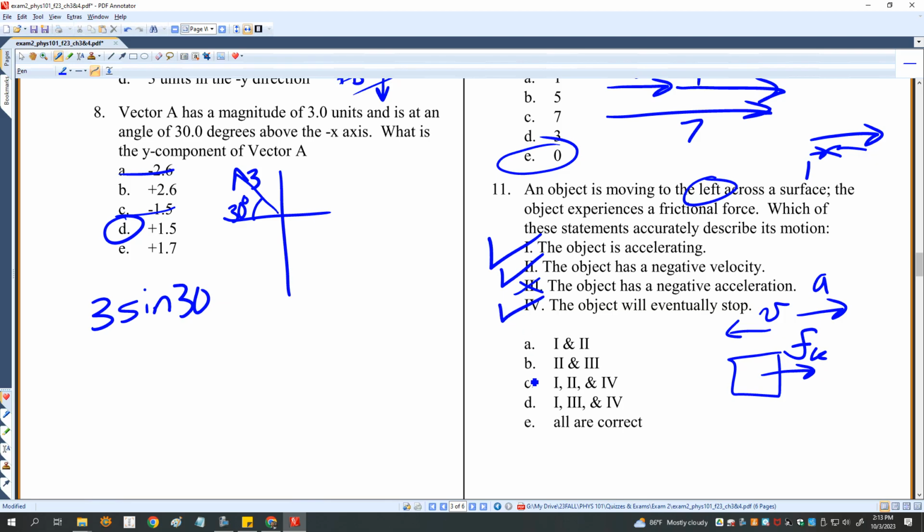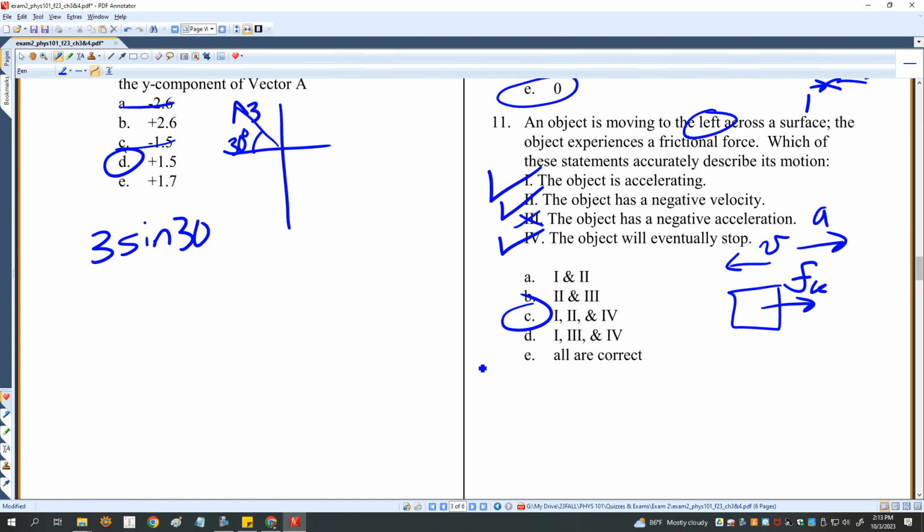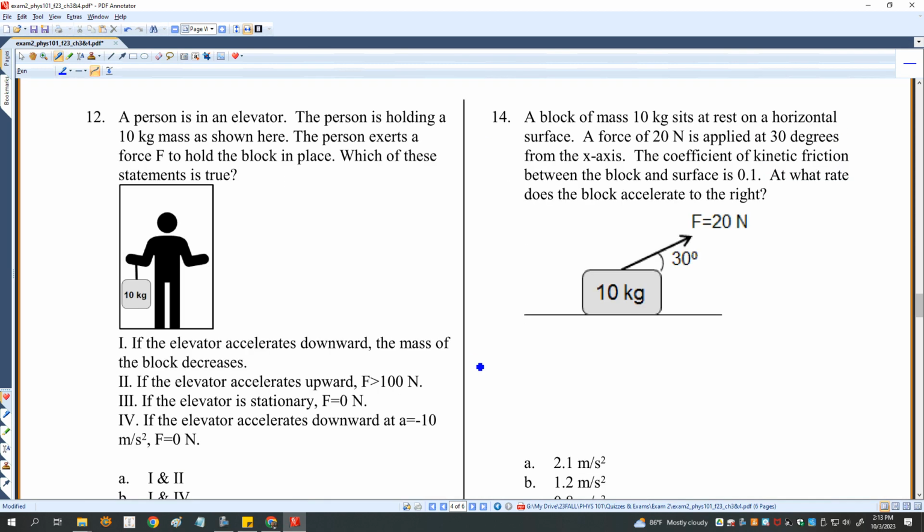So it's going to be 1, 2, and 3. Oh, 1, 2, and 4, excuse me. Let's see. A person is in an elevator. The person is holding a 10-kilogram mass. They exert a force. That's the tension in the rope, actually. I'll just call it Ft. Which of these statements is true?